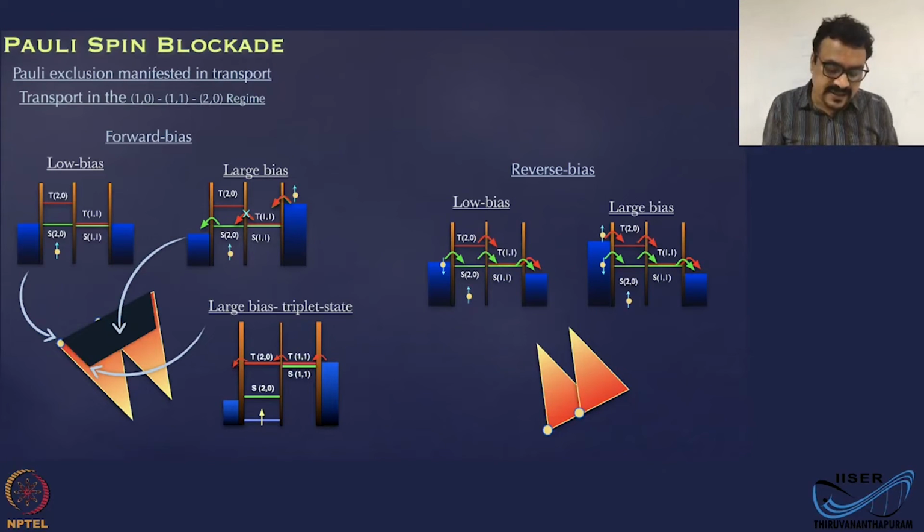Now in the low bias regime, the levels are aligned in this fashion. So you have both singlet and triplet states available on dot 2, the right dot, whereas only a singlet state is available in dot 1, the left dot, and the triplet state is high up here because it is a higher orbital state that is not accessible.